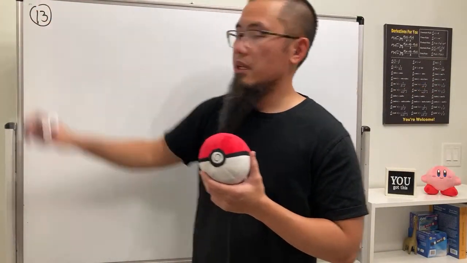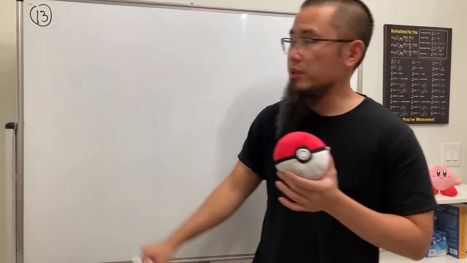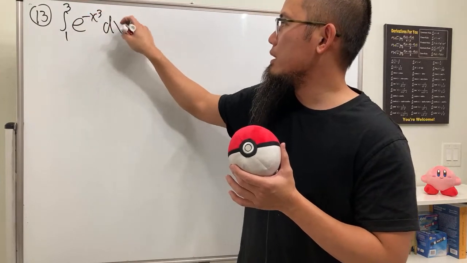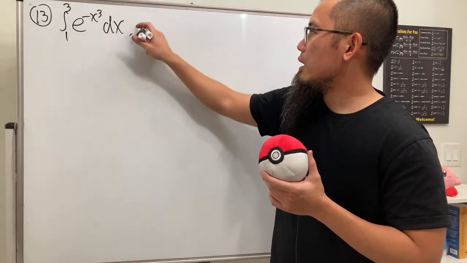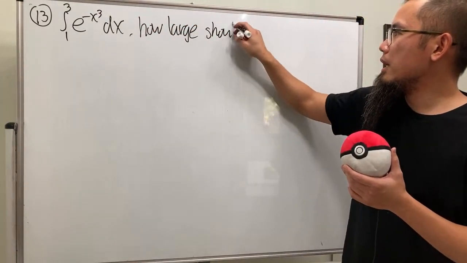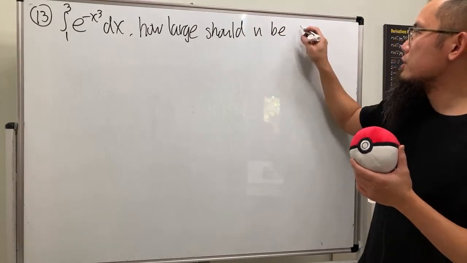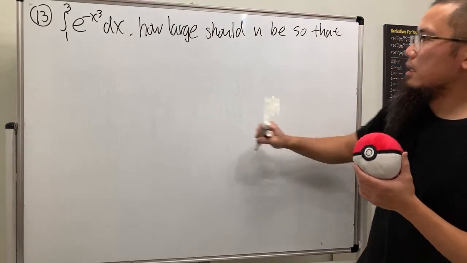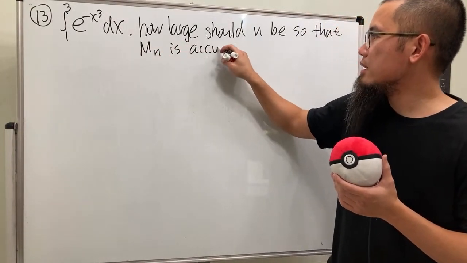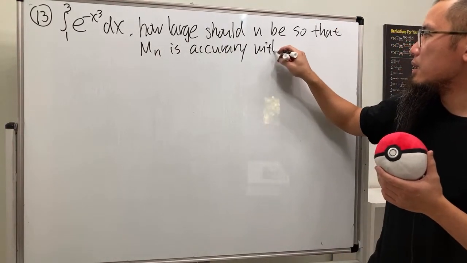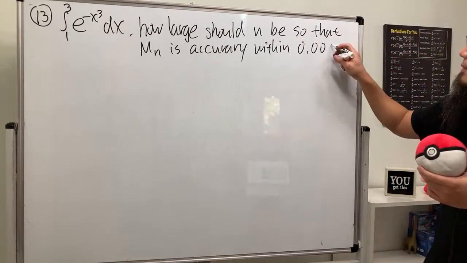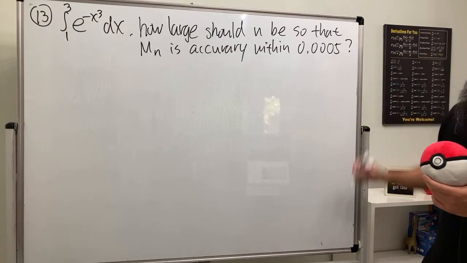Number 13. Let's consider an improper integral, which is the integral going from 1 to 3, e to the negative x to the third power dx. The question is, how large should n be so that the approximation when you use the midpoint rule is accurate within 0.0005. Alright, so that's the question.